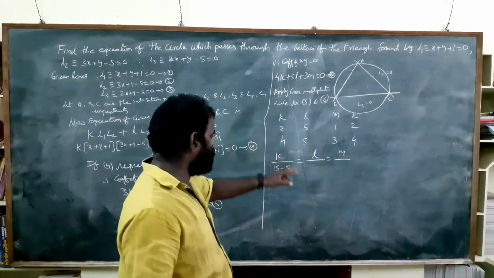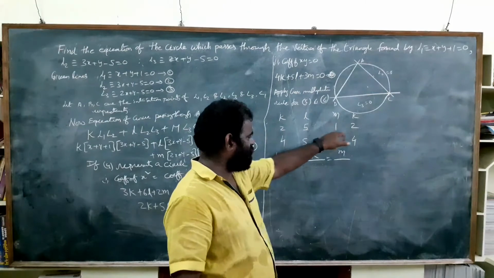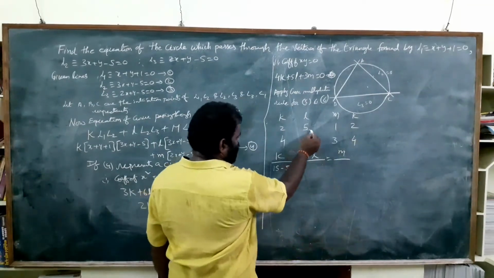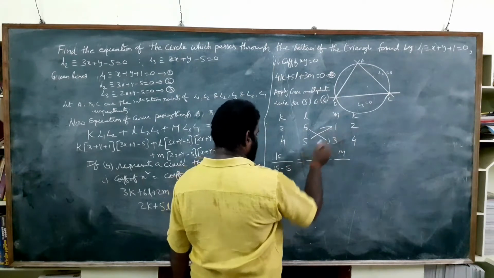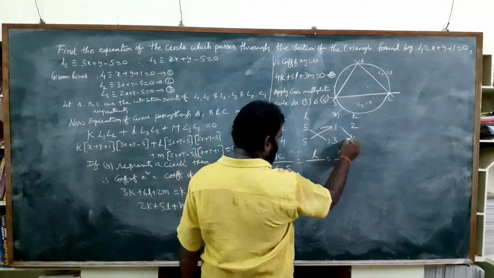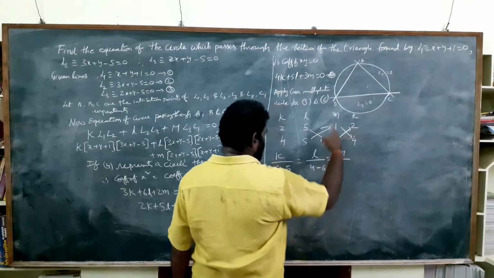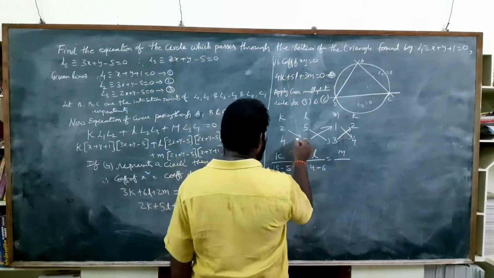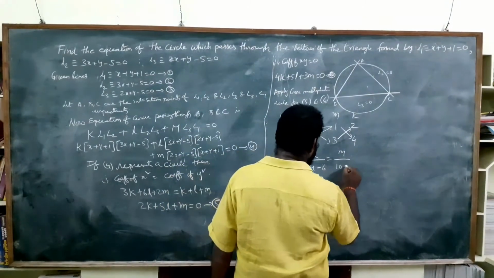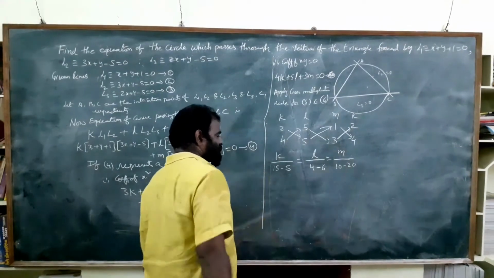So do not confuse k, l and k. So this is 2, 4, 5, 5, 1, 3, 2, 4. So cross multiplication rule. 5 3 is 15 minus 5. And what is l? 1 into 4, 4 minus 3 into 2, 6. Already plus reverse sign, so minus 6. And for m it is like this. 10 minus 20. 2 5 is 10 minus 4 5 is 20.